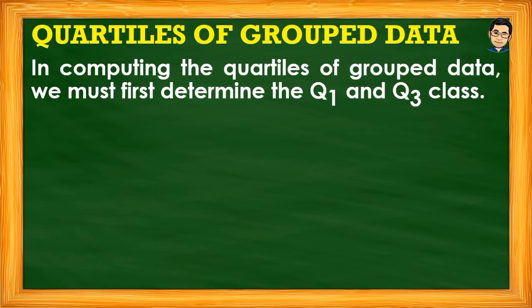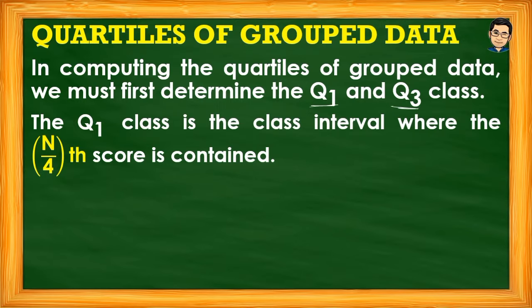So in computing the quartiles of grouped data, we must first determine the Q sub 1 and Q sub 3 class. Dun sa quartiles of grouped data, bago natin ma-identify yung value ng lower and upper quartile, kinukuha muna natin yung location ng Q sub 1 and Q sub 3. Gayon din dito. Bago natin i-apply yung formula at makuha natin yung values na hinahanap natin, kailangan muna natin kunin or hanapin yung Q sub 1 and Q sub 3 class.